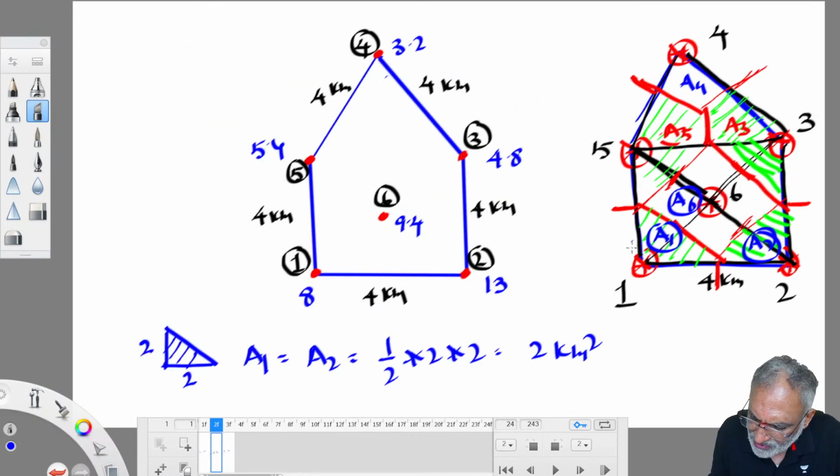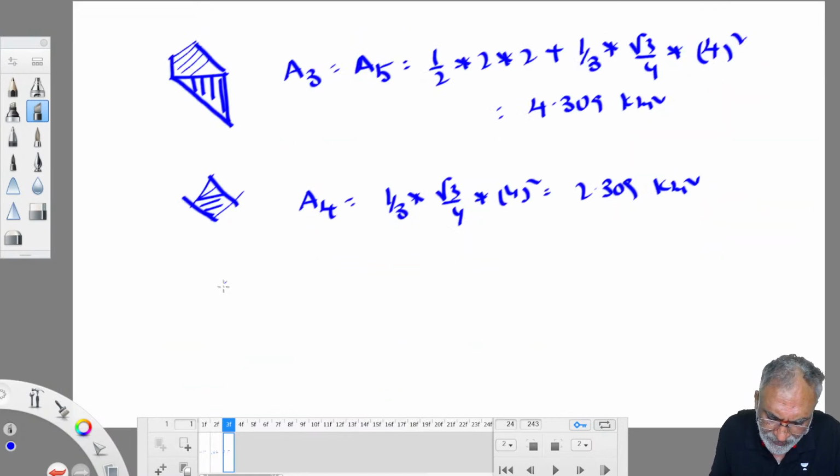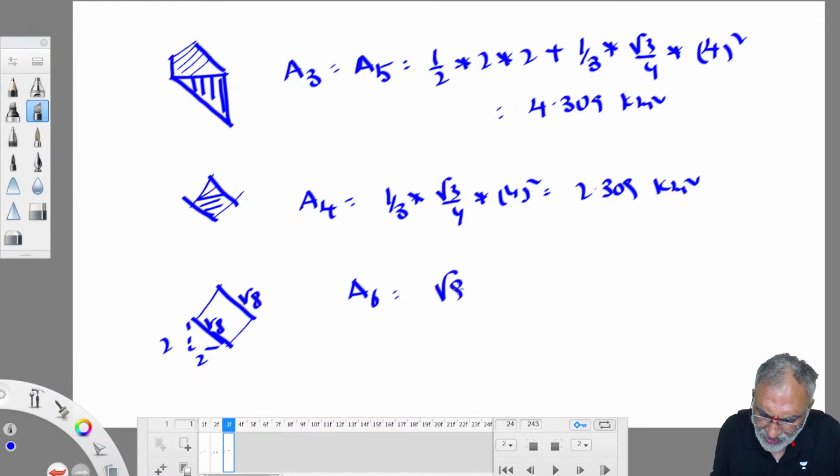This is A4. This side 2, this side 2, this is root of 2 square plus 2 square, root 8. Root 8 into root 8. So what is left with you? Diagonal area. This is A6. So this side it is 2, this side it is 2. Diagonal is equal to root 8. This side also root 8. So A6 is equal to root 8 into root 8, so it is 8 kilometers square. Understood now?